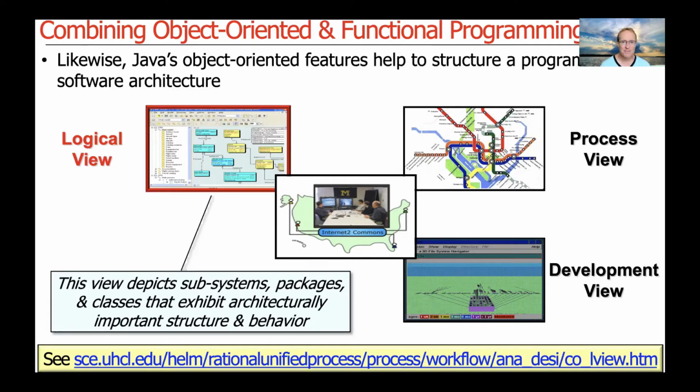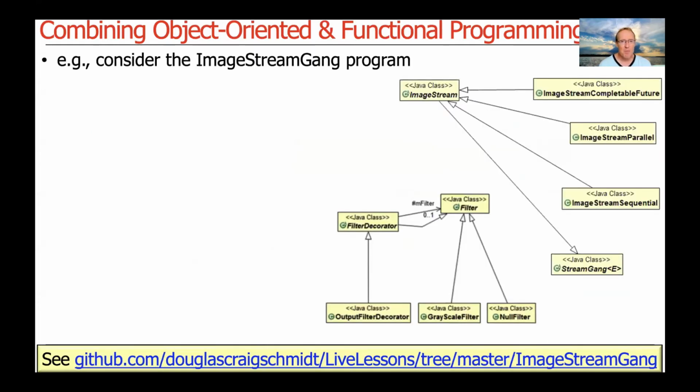So if you think about the kinds of things you would expect to see if you created a UML diagram of your classes in your program, that's one part of the logical view of your program. Well, here's a little snippet of such a view. So this is the image stream gang program's architecture, at least a portion of it. And you can see here that we've got a number of different classes that are related to each other using various types of aggregation. In this particular case, we're using inheritance largely.